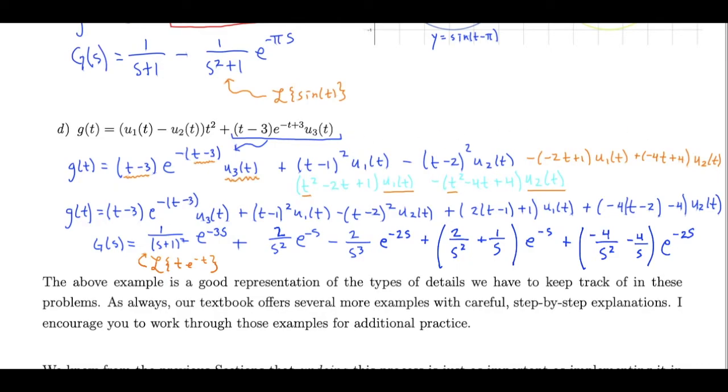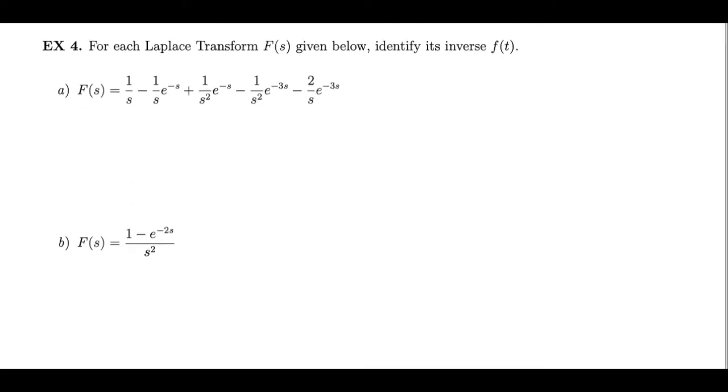We have now seen several examples of taking the transform of functions that involve these Heaviside step switches. So we, of course, must also practice doing that process in reverse. So in example 4, we have been given transforms. We will reverse the process to identify the original function that these came from.